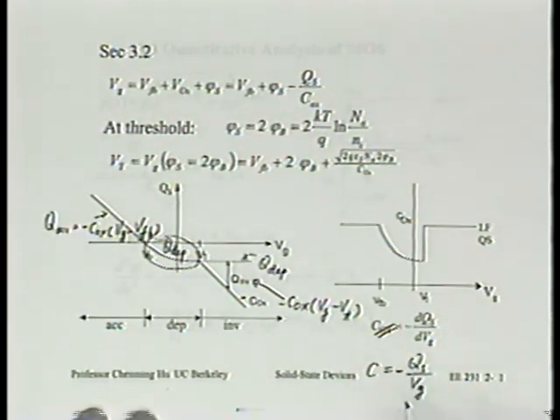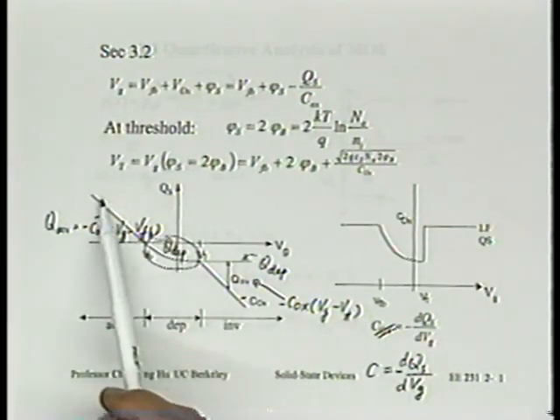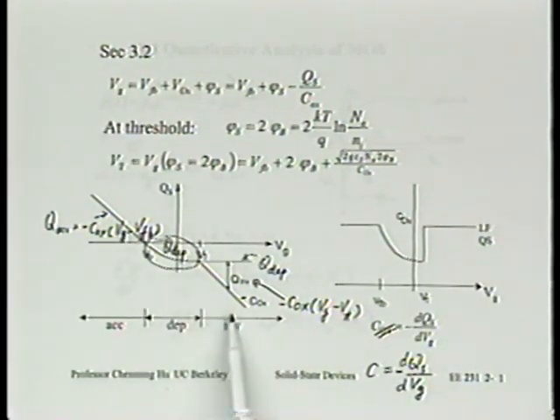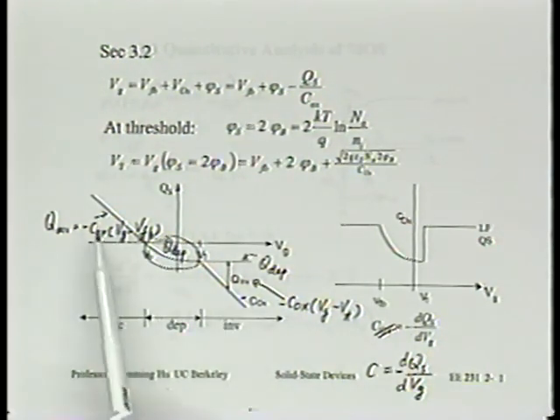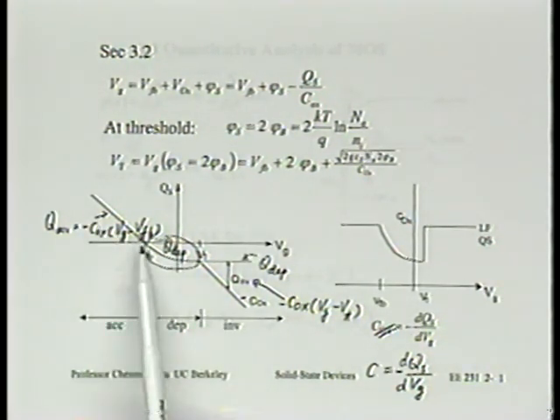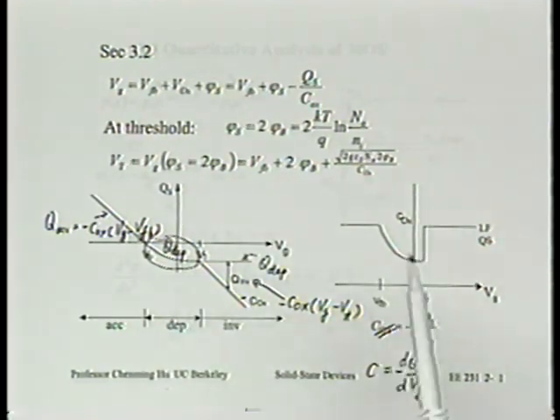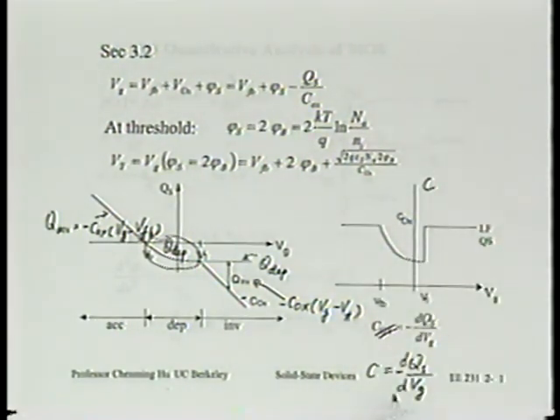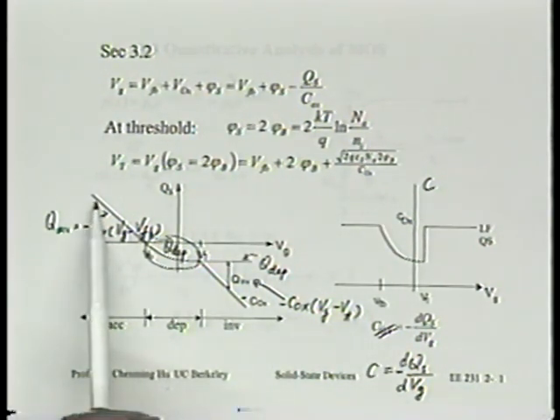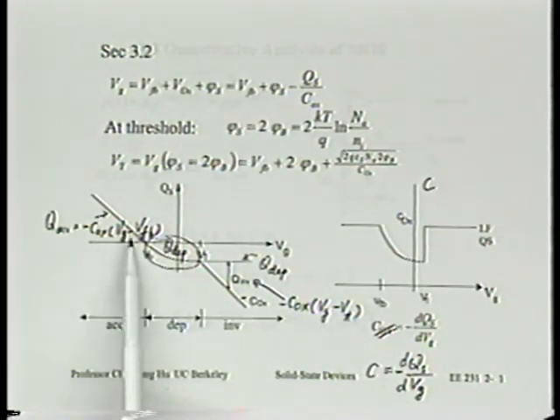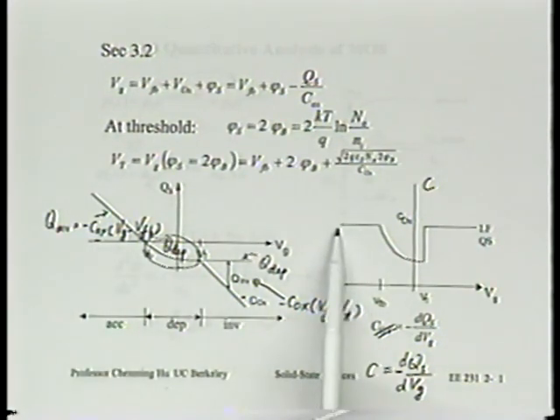In small signal capacitance, we just take the differential, dQ/dV, and that's what we have. Since we already know Qs is a function of Vg from the left-hand side curve, we can simply plot the slope of this curve, and that becomes our capacitance, C. Now, for example, the slope in the accumulation region is a constant equal to Cox. That's why we say capacitance is constant, Cox.